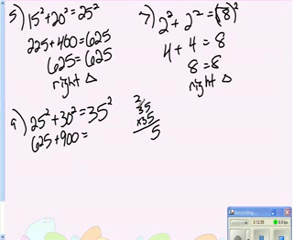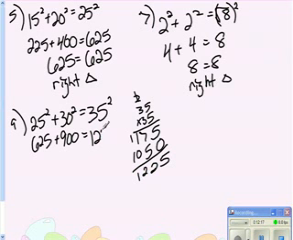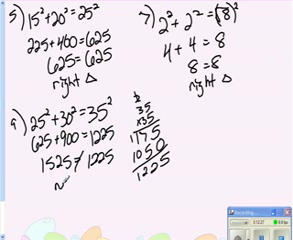5 times 5 is 25. 3 times 5 is 15, plus 2 is 17. Then 3 times 3 is 9, plus 1 is 10. So I got 1225. 900 plus 625 is 1525. That does not equal 1225. So it is not a right triangle.